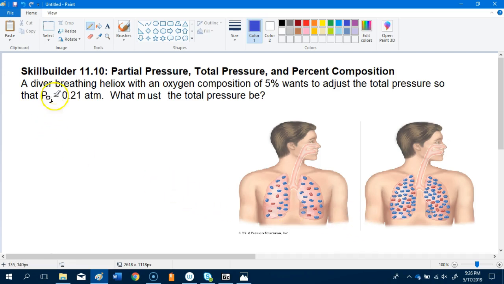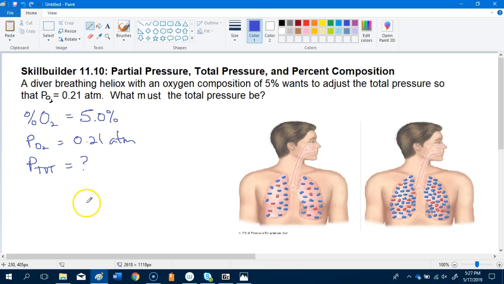So in this example, we have a diver breathing the heliox mixture with an oxygen composition of 5%. So I'm going to write that as my percent of oxygen is equal to 5.0%. And the diver wants to adjust the total pressure so that the partial pressure of the oxygen is 0.21 atmospheres. What must the total pressure be? So we're looking for total pressure.